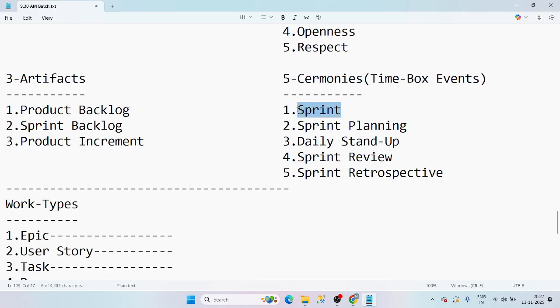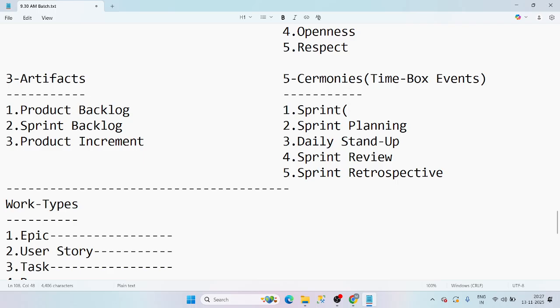In the outside market, no one is saying anything about the sprint. Sprint is nothing but the length, guys, the length which we are working. That is also a ceremony. Sprint planning meeting, daily stand-up meeting, sprint review meeting, sprint retrospective meeting.